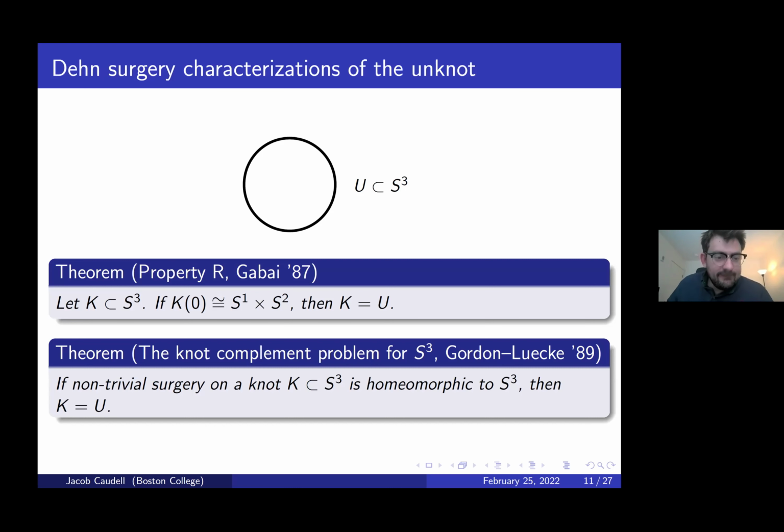So in 1971, Moser classified surgeries on torus knots in S3, torus knots being knots that live on a standardly embedded torus in the 3-sphere. And namely, he showed that torus knots have surgeries to lens spaces.